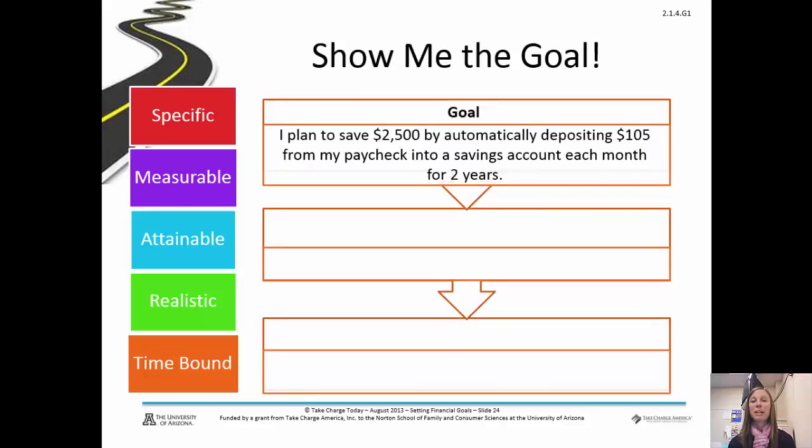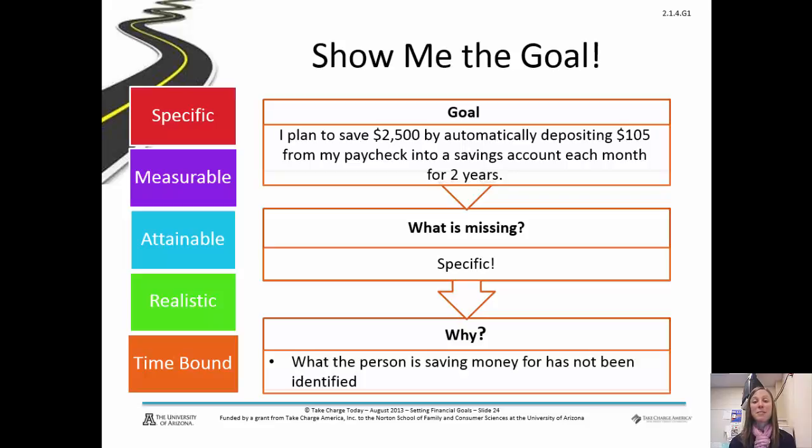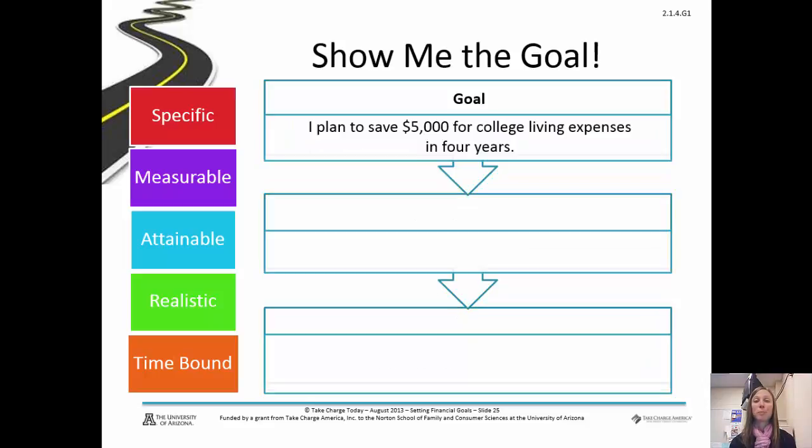This time the goal is I plan to save $2,500 by automatically depositing $105 from my paycheck into a savings account each month for 2 years. Sounds good, but what is missing? Try it. Guess what part of S, M, A, R, or T is missing? And you should come up with specific. Why? What the person is saving the money for has not been identified. So saving the money, but what is it for? So that is missing from that goal.